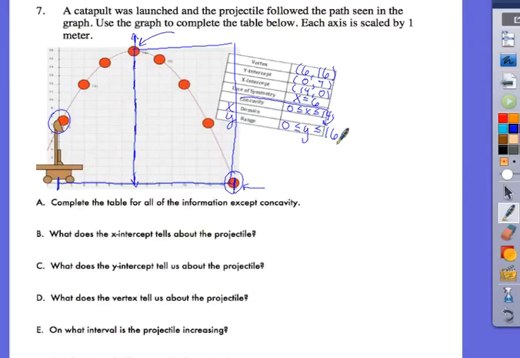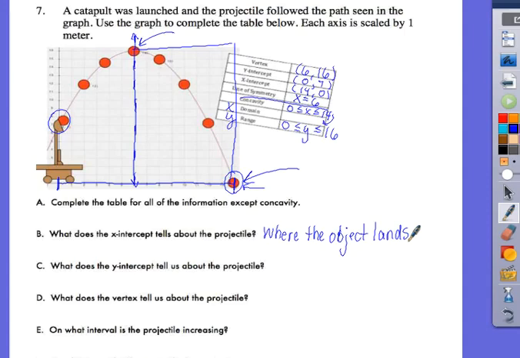Now let's talk about this example. Part B says, what does the x-intercept tell us about the projectile? What does this right here tell us? That's the x-intercept. Tell us about the projectile. That's where it lands. Good. It tells us where the object lands. Good.